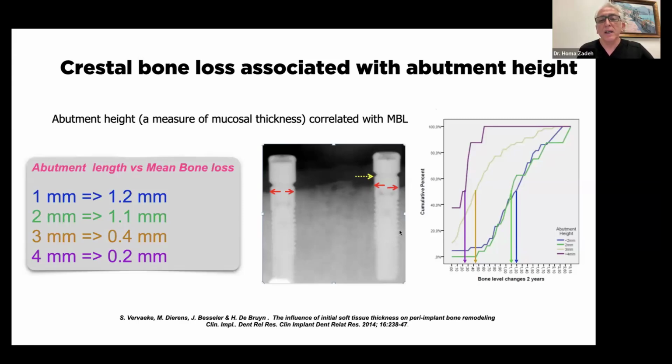Studies have shown that when short abutments are used, there is much more bone loss. When longer abutments are used, the bone is much more stable. You can see that with a 1 millimeter abutment there is 1.2 millimeters of bone loss, and with 2 millimeter, 1.2 millimeters, but with 3 and 4 millimeter, far less bone loss. It's very consistent over a 2-year period that longer abutments have more stability.